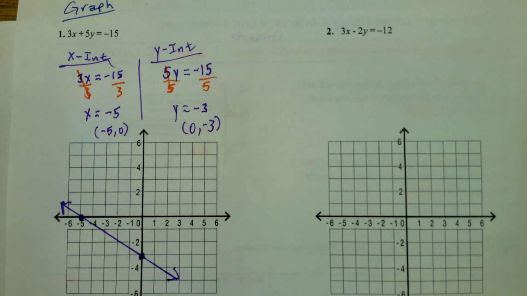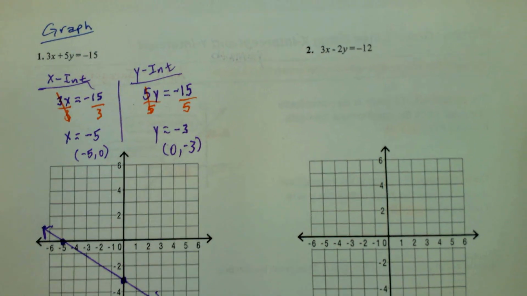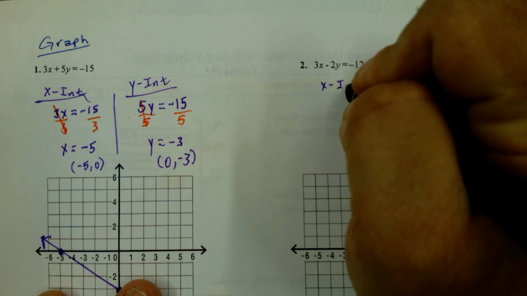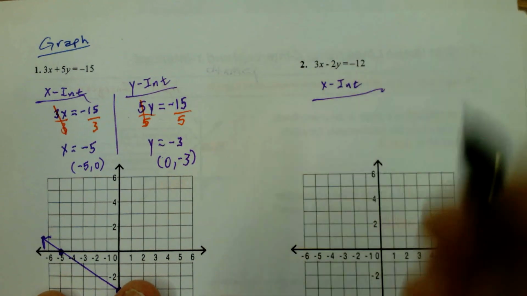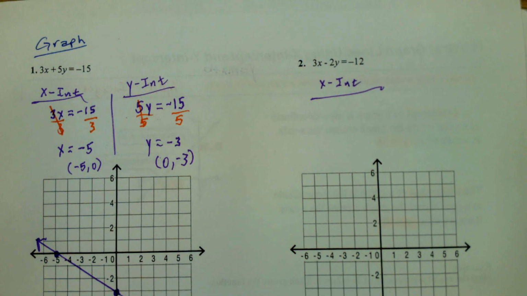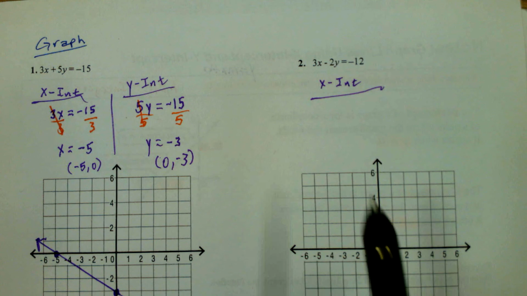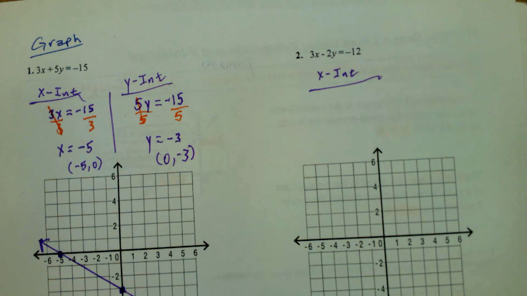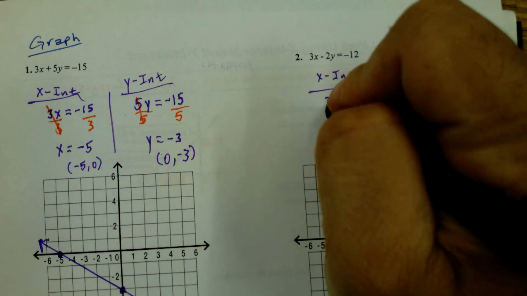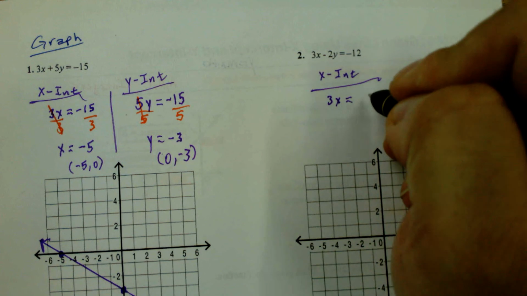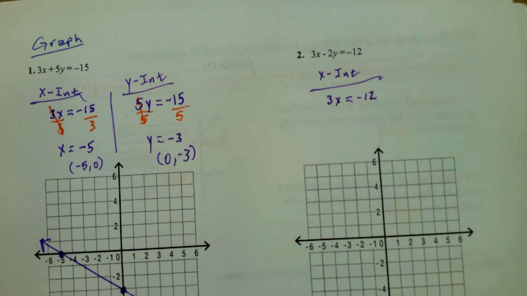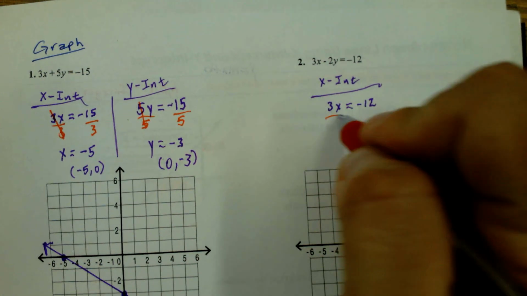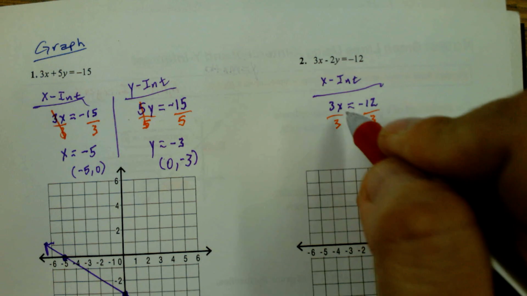Let's practice a few more. Here we go. Let's do number 2. So let's find the x-intercept. Which one are we going to cover up for this? Negative 2y. If I cover up negative 2y, all I have is 3x and negative 12. 3x equals negative 12. Okay. Let's divide to get rid of that 3. So we're going to divide by 3.